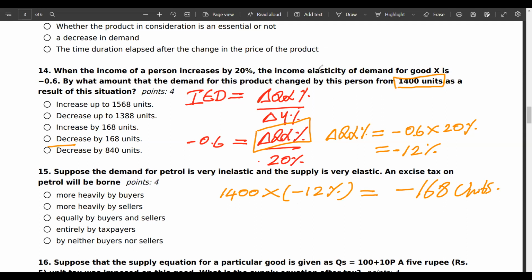Very basic, very simple. The only thing is that percentage thing: when you shift this 20% to the other side, when you get the value, you have to be very careful not to miss that percentage sign. If you miss it, it will be a big problem. That's the only thing I want you guys to be very, very careful with.